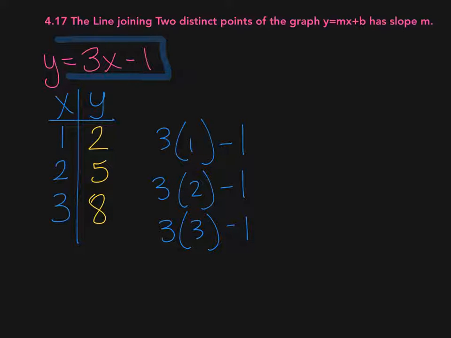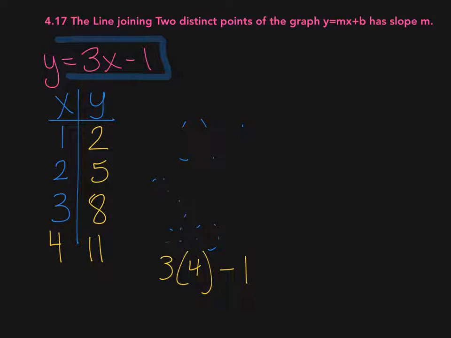Now you can see a pattern here. We've added 3 each time. 2 plus 3, 5 plus 3. So in theory, we can do 8, 9, 10, 11. We can do a 4 and an 11 because 3 times 4 is 12 minus 1 gives me that 11, but it's not necessary. Okay, we have enough information at this point that we can go back through and graph this equation.